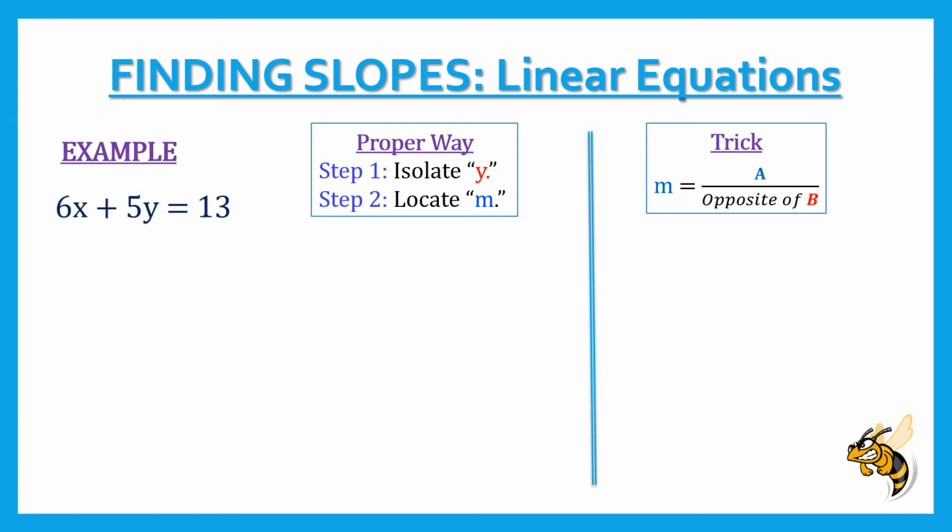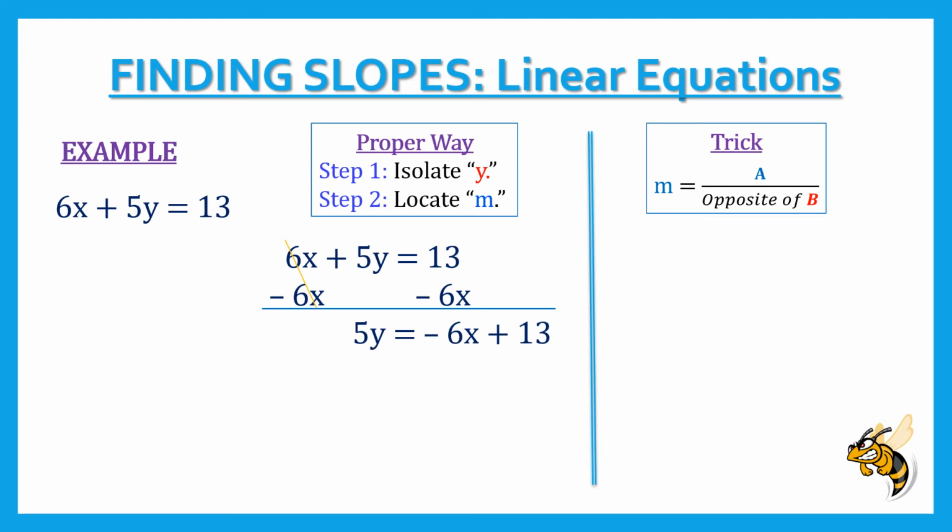Example. 6x plus 5y is equal to 13. So the first step is to isolate the y. So we need to move the x to the other side. You can bring it over and change the sign, or you can say the opposite of 6x is negative 6x. So we subtract 6x from both sides. Now we're left with 5y equals negative 6x plus 13.